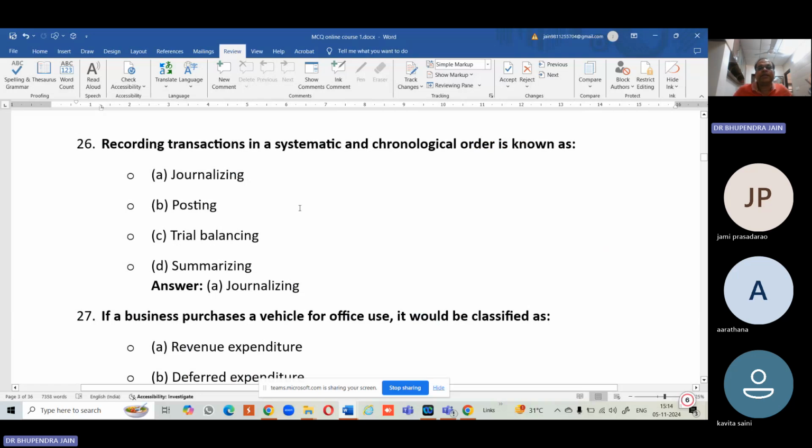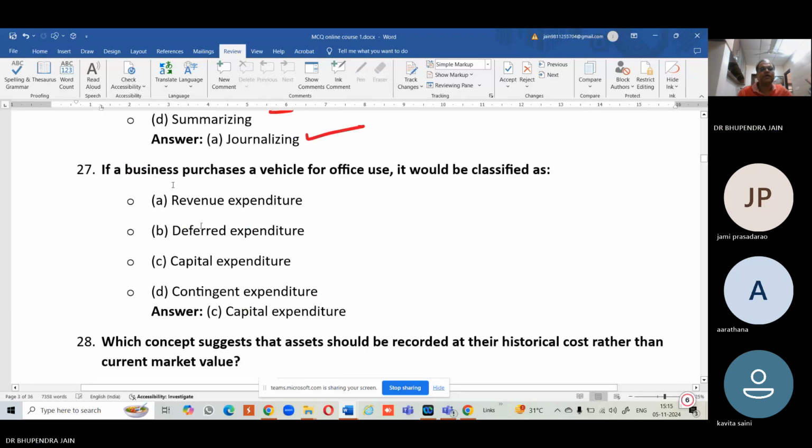Recording transactions in a systematic and chronological order is known as journalizing. After the journal, what do we make? Posting. And posting means ledger posting. Then trial balance, summarizing. If a business purchases a vehicle for office use, this is a capital expenditure. It would be classified as capital expenditure.